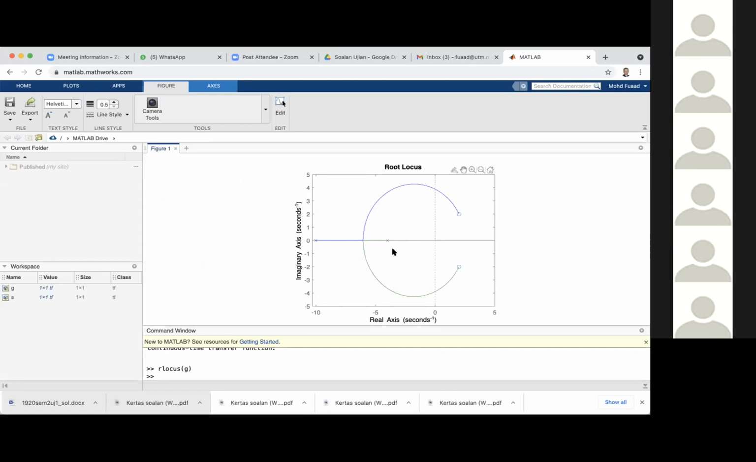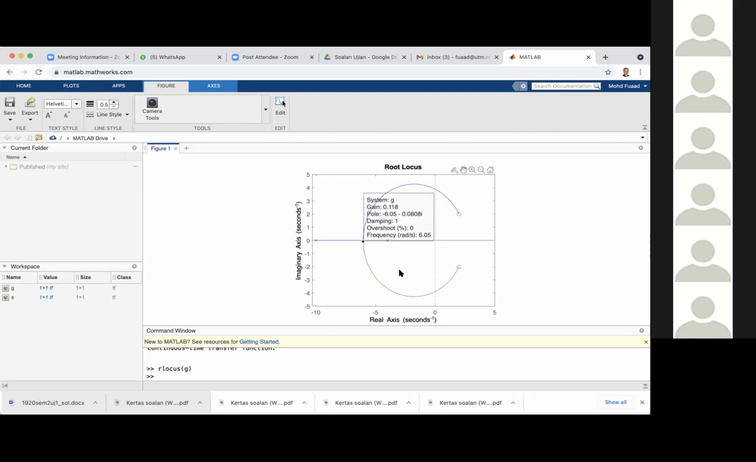Breakaway point. Abdul Rahman, Syarudin. Man. Betul. Breakaway kat mana, Man? Daripada pole pergi ke zero tu, kat tengah-tengah, between two poles ni lah. Okay, kita tengok komputer. Berapa, Man?